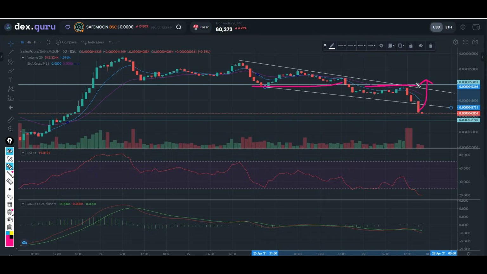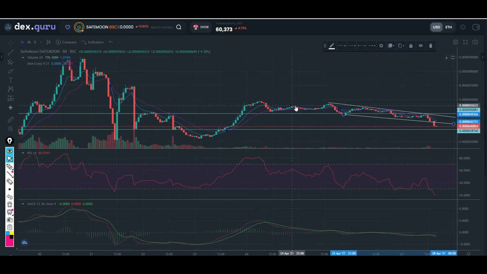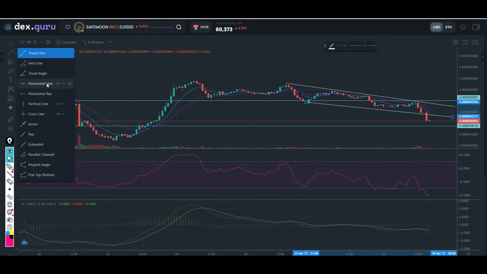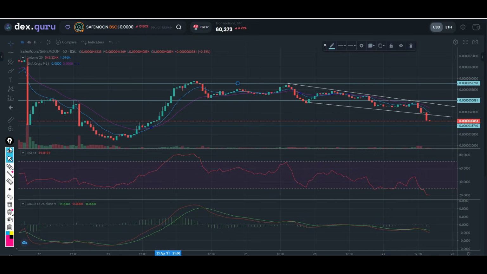So only once we break above this level of resistance, only then would I personally be looking to be adding any meaningful amount of money into Safemoon. And if we continue going higher from there, then I could definitely see Safemoon heading all the way up here to this previous level of resistance that we had over here and over here.